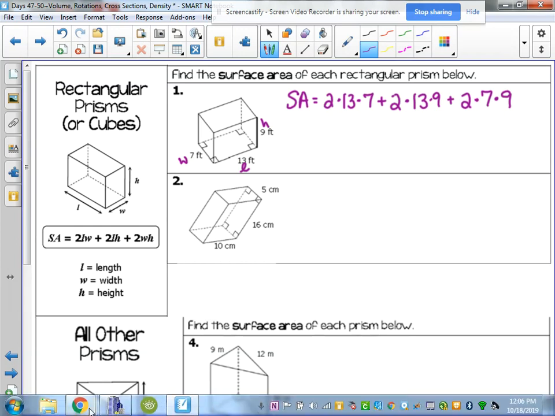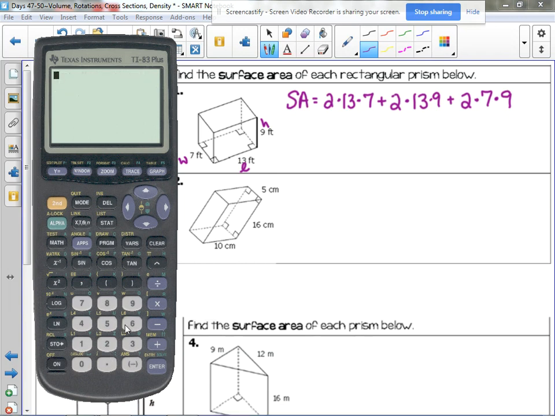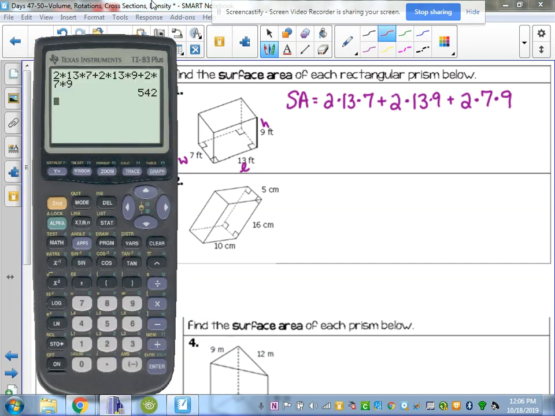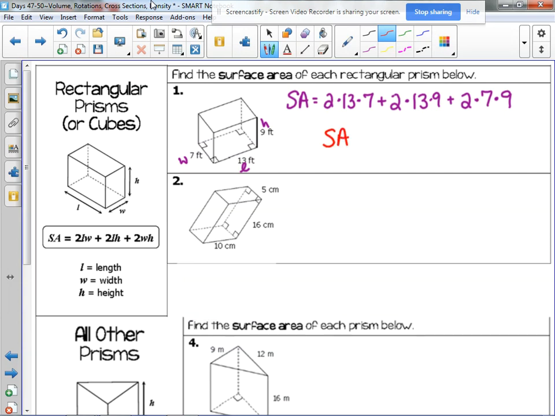Exactly. And then it's just a matter of plugging and chugging those numbers. 2 times 13 times 7 plus 2 times 13 times 9 plus 2 times 7 times 9. So we get the surface area is, what was that, 542? Yeah. Okay, surface area is 542. What are the units on area? Squared. Okay, area is always squared.